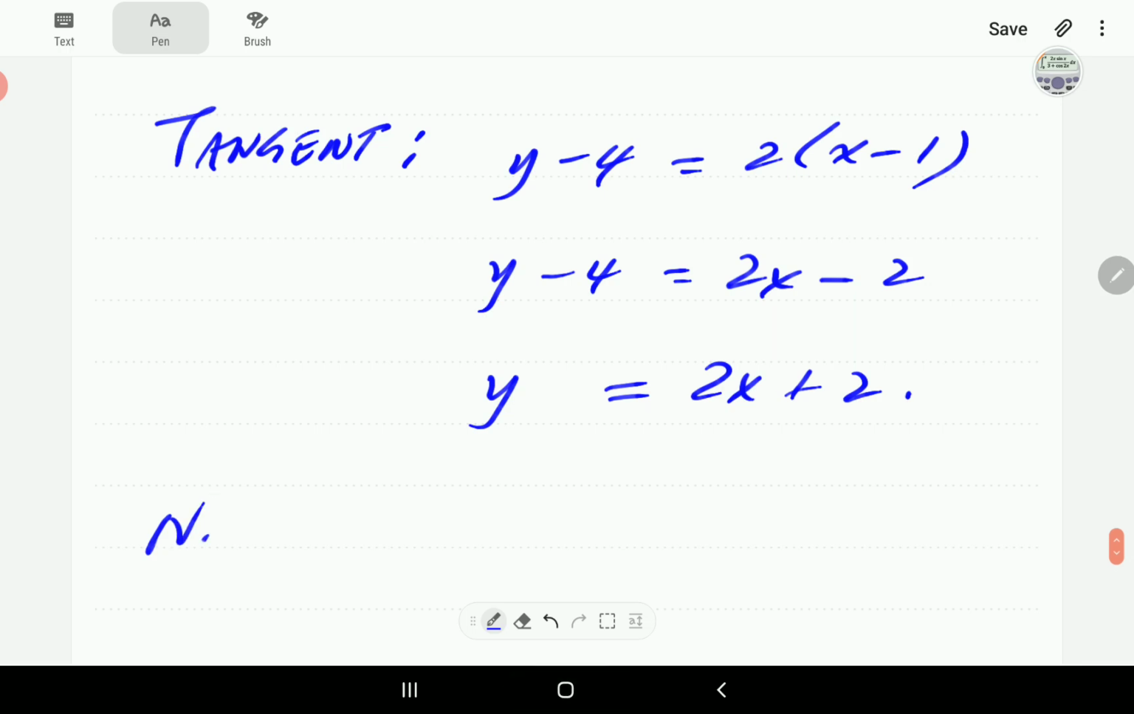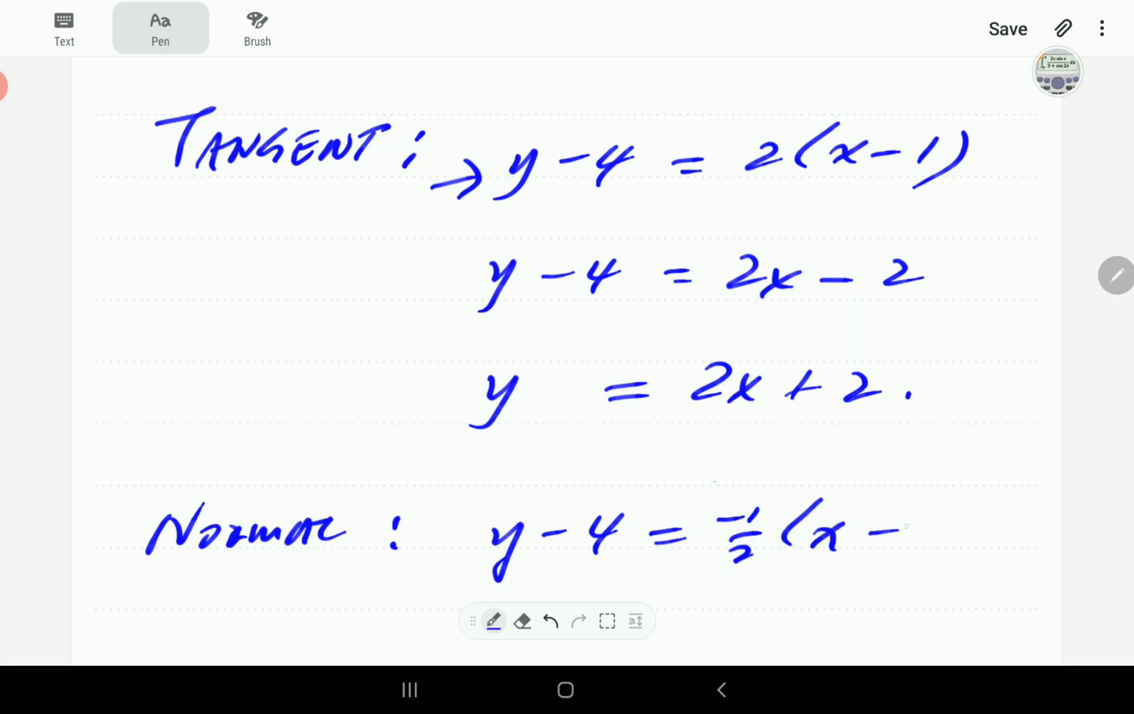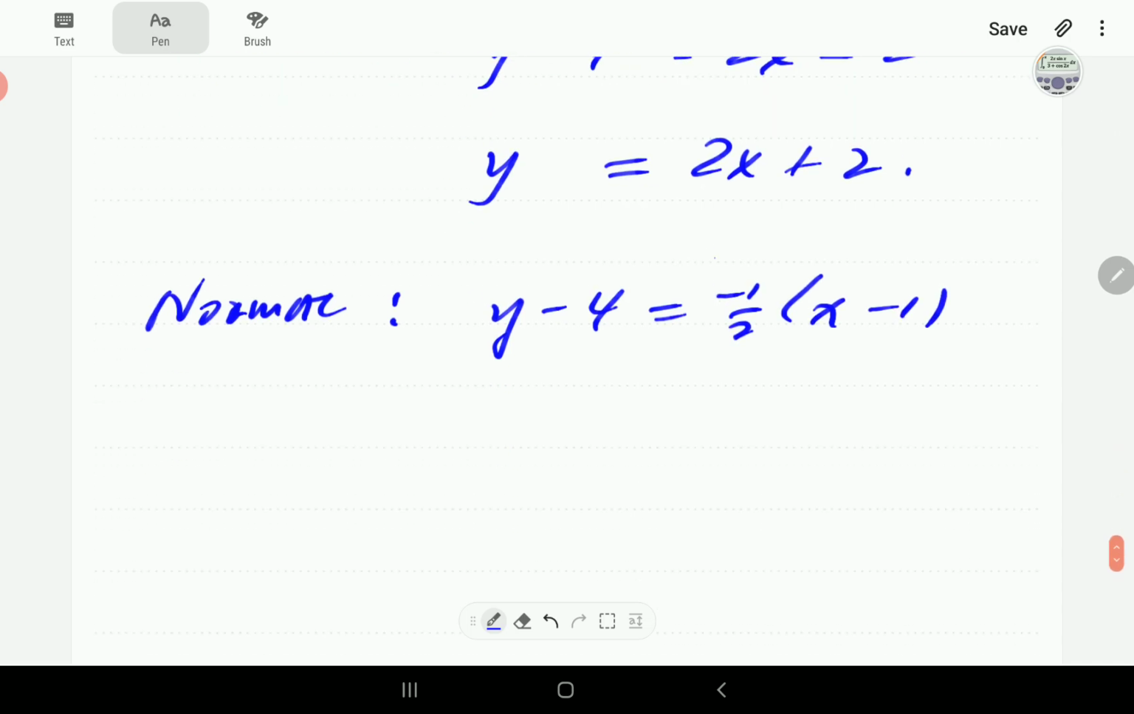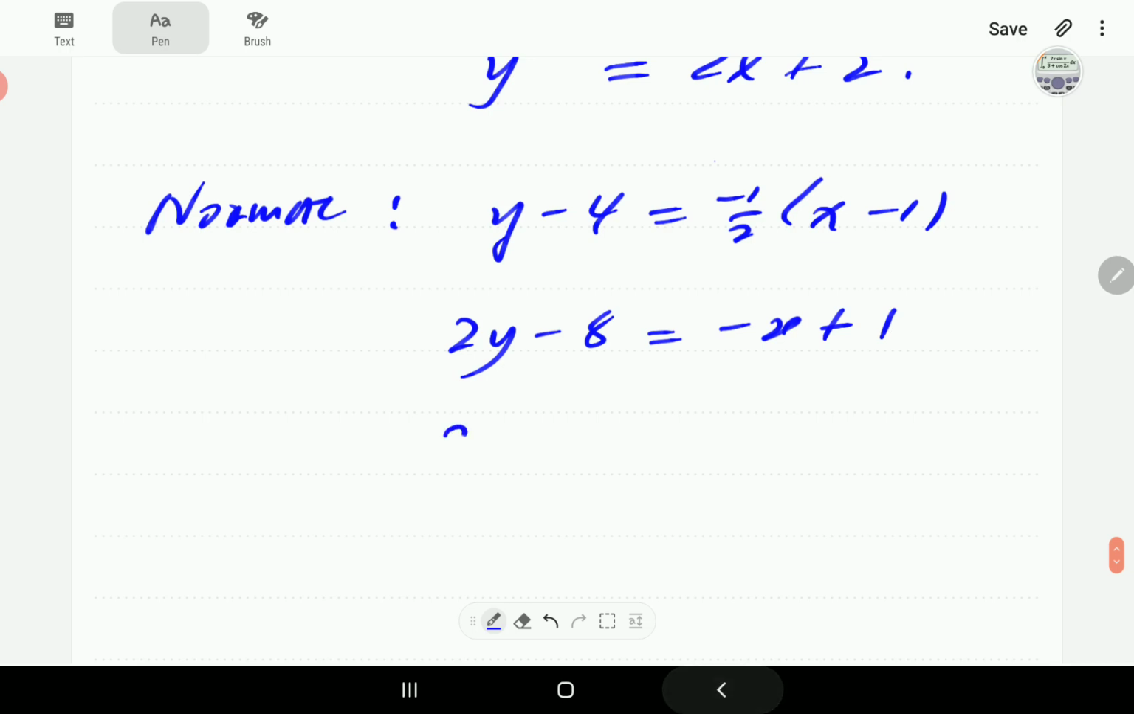And then for the normal, we have y minus 4 equals negative 1/2 times x minus 1. Bring the 2 to the left hand side. So this is 2y plus x equals 9. That's the equation of the normal.